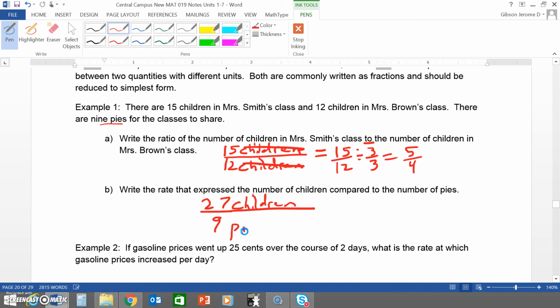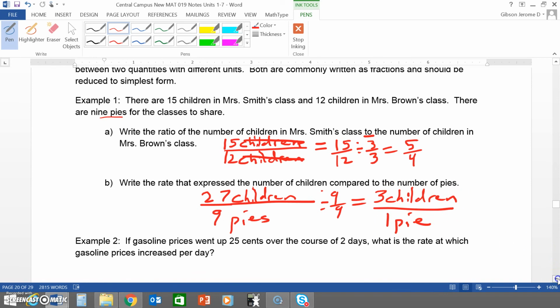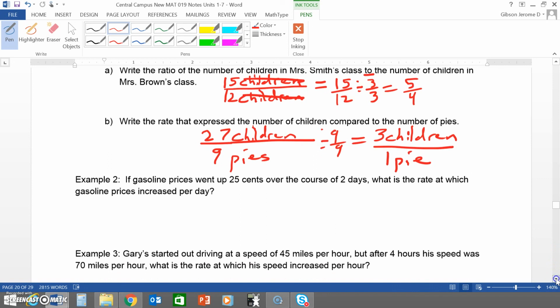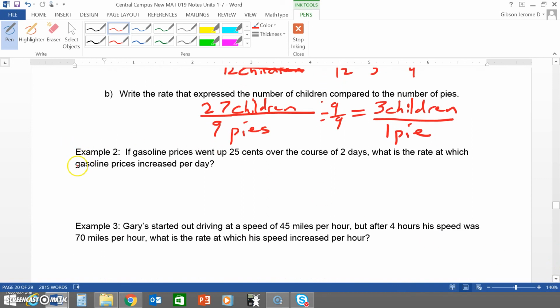to 9 pies. So then we will simplify that by dividing both by 9. And our final answer would be 3 children for every 1 pie. And this is our ratio. Or you could write it 3 children per pie or 3 children to 1 pie. Either one is fine.